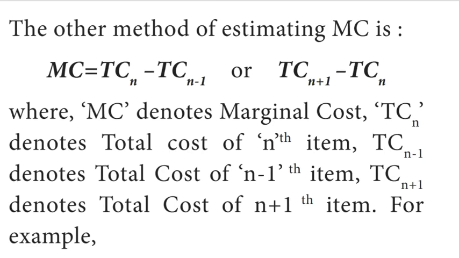The other method of estimating MC is MC equal to TCn minus TCn-1, or TCn+1 minus TCn, where MC denotes marginal cost, TCn denotes total cost of nth item, TCn-1 denotes total cost of n minus 1 item, and TCn+1 denotes total cost of n plus 1th item.